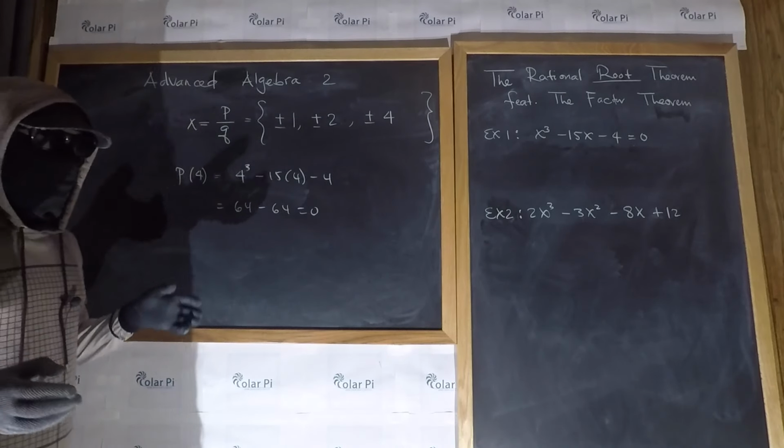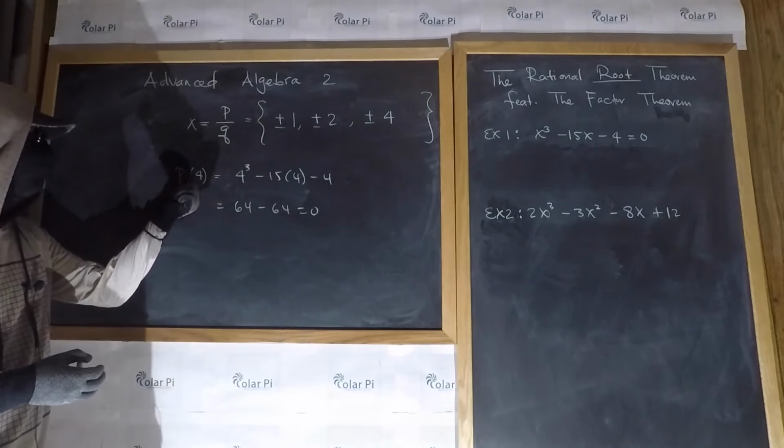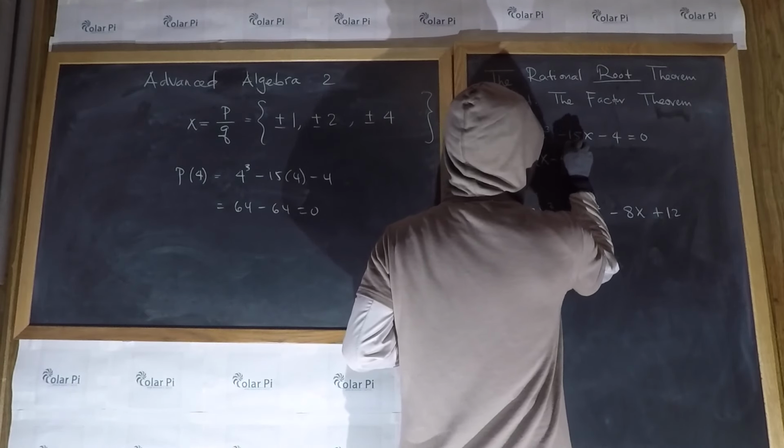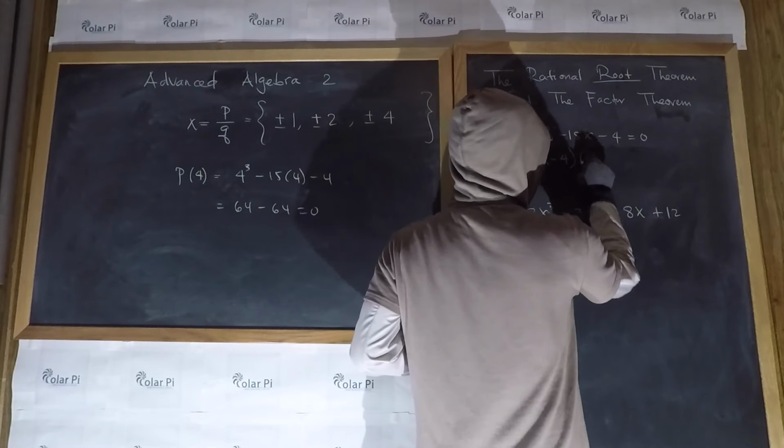And so here's the other upside to the drawback, which is, well, now that we know P of 4 is 0, we know from the factor theorem that x minus 4 is a factor. And so this cubic is going to be x minus 4 times some quadratic.